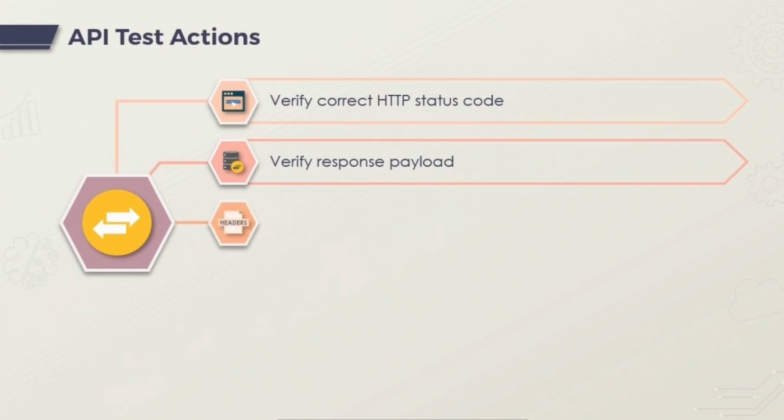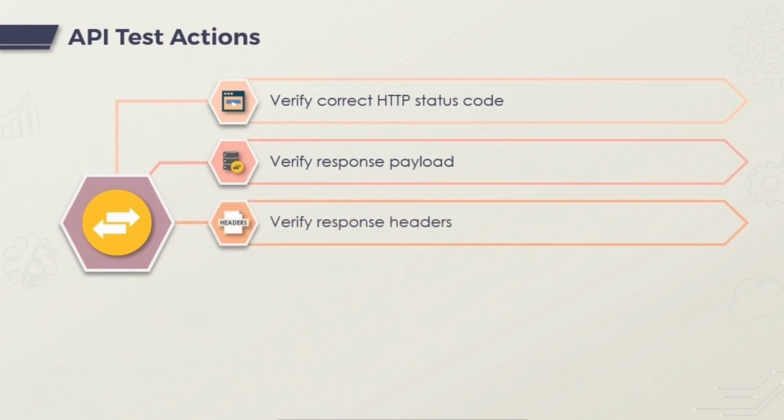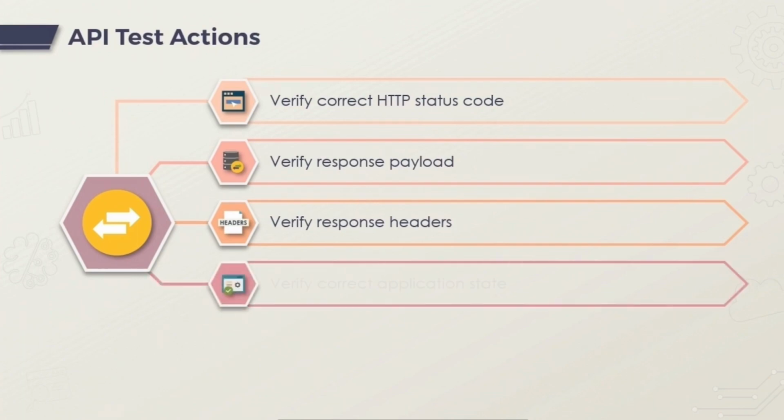Following that, the third test action is to verify the response headers. HTTP server headers have implications on both security and performance. Next, the fourth test action is to verify that we have the correct application state. This state action is optional and applies mainly to manual testing or other tests which can be manually inspected.